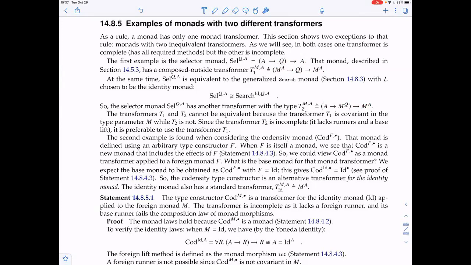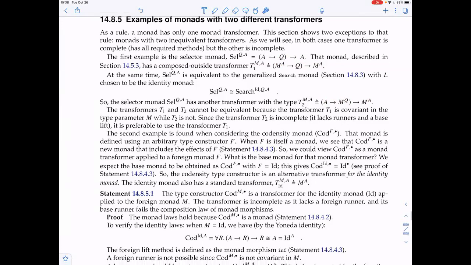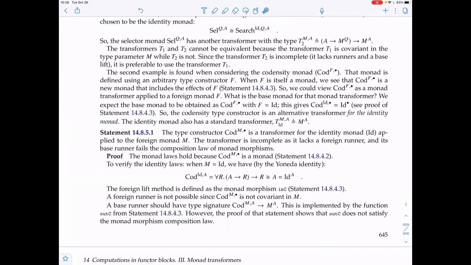So the first transformer is fully featured, has all runners and all laws. When this transformer is only half working, it only has some runners, but not the base runner, not the foreign runner. The second example is the codensity monad, because codensity monad could be itself understood as a transformer if F is a monad. So if this F is itself a monad, then this is a new monad that includes the effects of F, and that looks like a transformer of something, but a transformer of what?